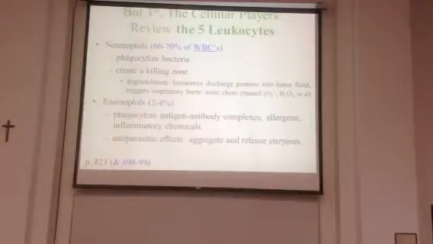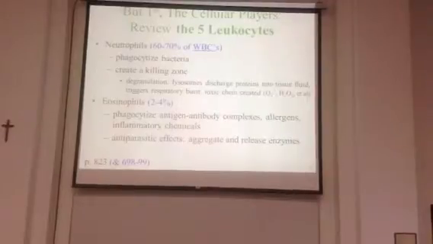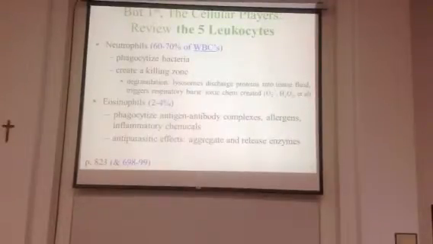Eosinophils. Eosinophils were one of the very small ones. Remember, we had 2 large ones that took up most of your white blood cells, and then we had 3 smaller ones. Well, eosinophils were one of the smallest, only 2 to 4% of your white blood cells. But look at what they do.